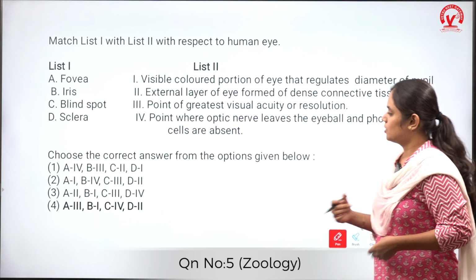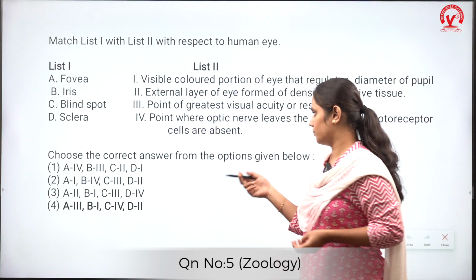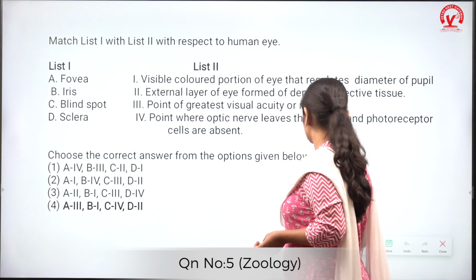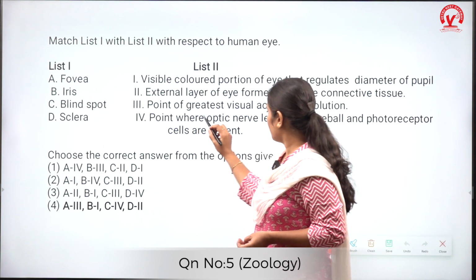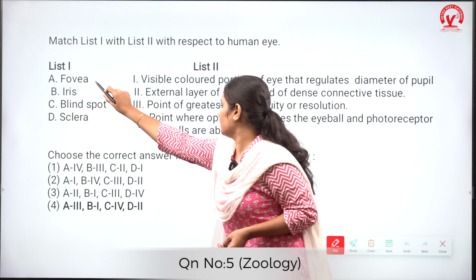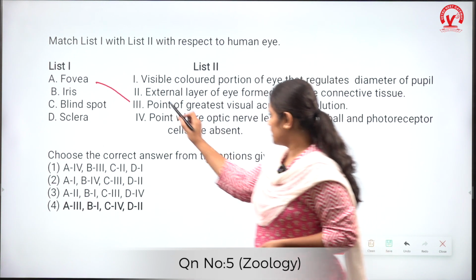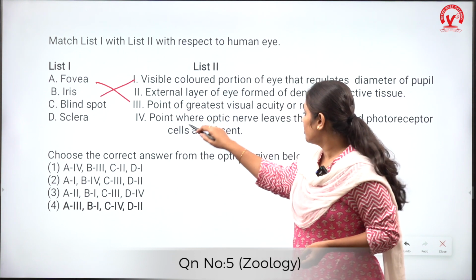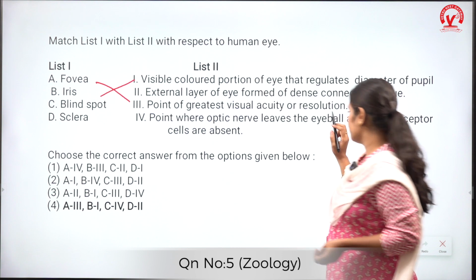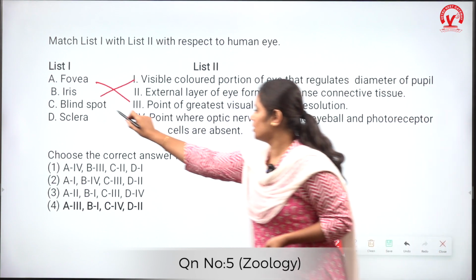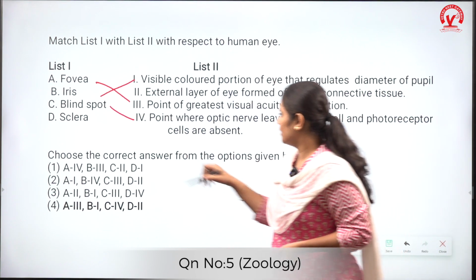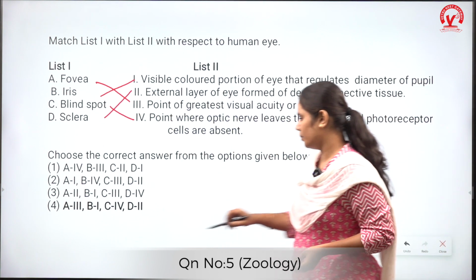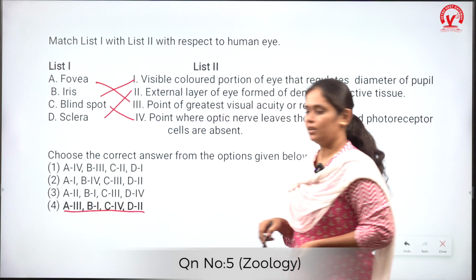Match the following. In list 1 they have given the parts of the eye and in list 2 we have to match them with their functions. So fovea, this is the point of greatest visual acuity or resolution, A for 3. Iris is the visible colored portion of the eye that regulates the diameter of the pupil. Blind spot, the point where the optic nerve leaves the eyeball and photoreceptor cells are absent. So C for 4. And sclera, it is the external layer of the eye formed of dense connective tissue. So the answer will be option 4: 3, 1, 4, 2.